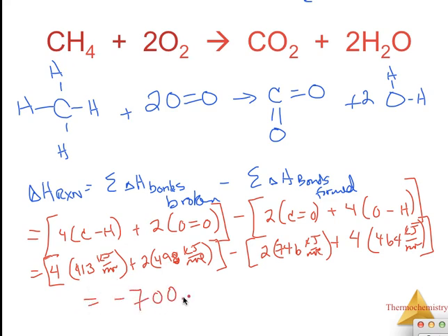700 kilojoules per mole. And that is how we would use bond enthalpies to calculate the average delta H, or change in enthalpy, for the reaction.